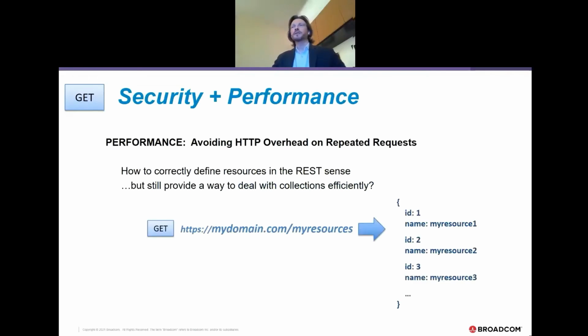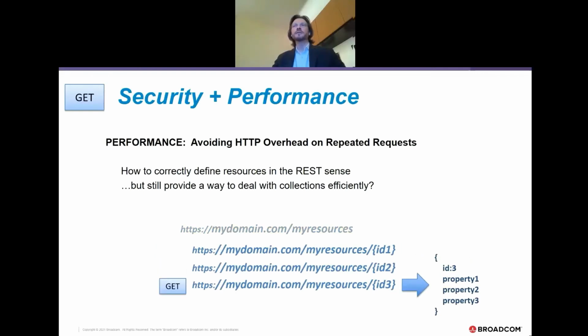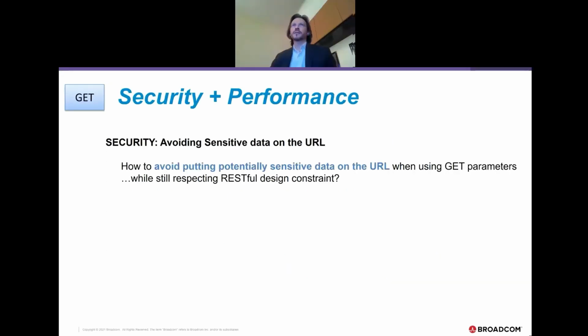resources and find out there are 3 individual resources, each with an ID that I can access. And then I might do a GET at each one of those 3 URIs to get the information for each one of those individual resource instances. But I have to make 3 requests to do so, and I'm getting a little bit of HTTP chatter involved here. Another question from the security aspect.